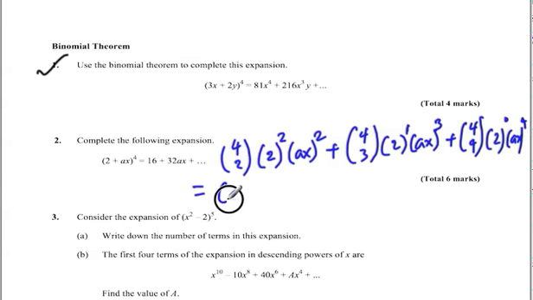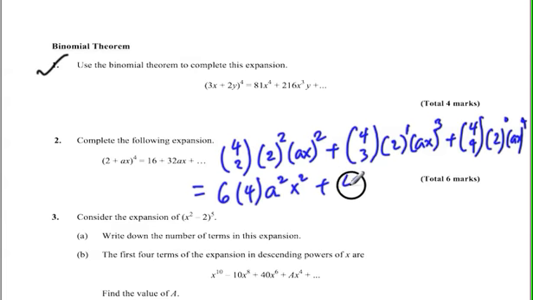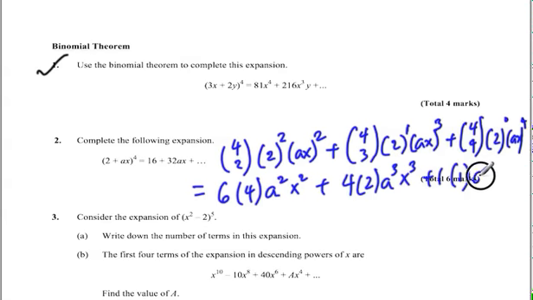So 4 choose 2 is 6, 2 squared is 4, and ax squared is a squared x squared. Plus 4 choose 3 is 4, 2 to the power 1 is 2, and this is a cubed x cubed. And finally the last one is 1, 4 choose 4 is 1, 2 to the power of 0 is also 1, and it's a to the power of 4, x to the power of 4.